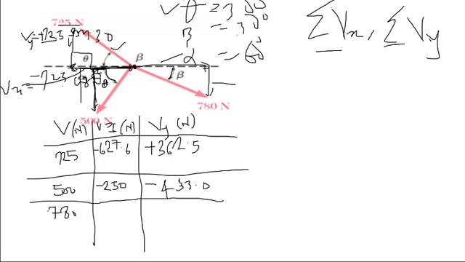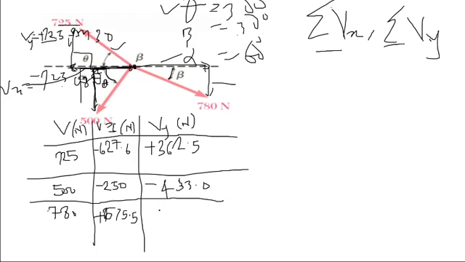So let us now see. Beta is equal to what? 30 degrees. So for the horizontal component, we have 780 multiplied by cos 30. So what is the answer? The answer is equal to 675.5. Is it positive or negative? Looking at it like that, it is positive.